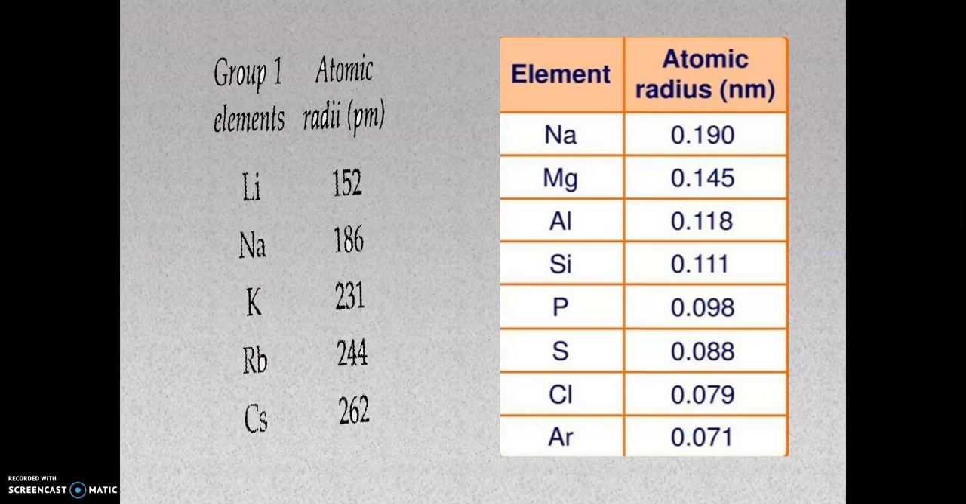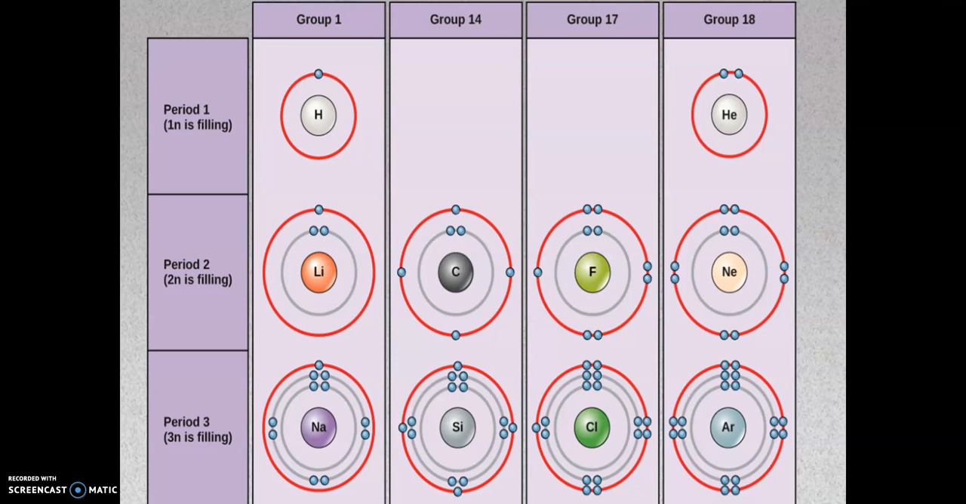increasing. Similarly, if we check the first group elements, lithium, sodium, potassium, rubidium, cesium, these are alkali metals, isn't it? In a group, the atomic radius increases. Why is it happening? What will be the reason? For example, if you check a group, what is happening? Here you can see, down the group, atomic number increases, isn't it? Atomic number of lithium is 3, whereas atomic number of sodium is 11, whereas atomic number of potassium is 19.